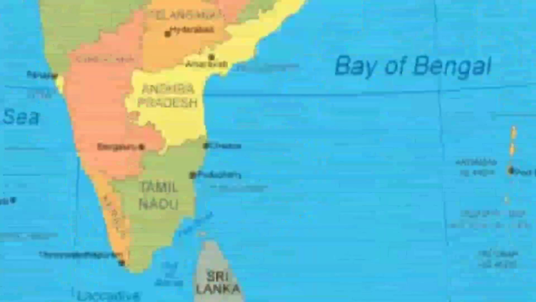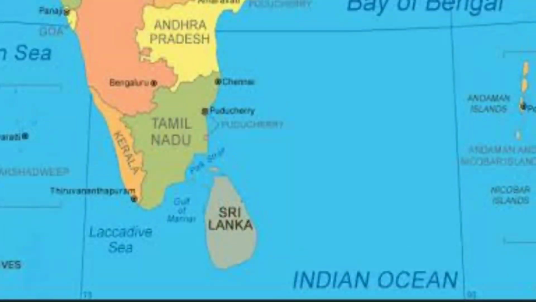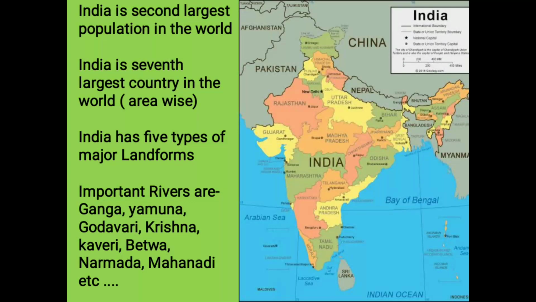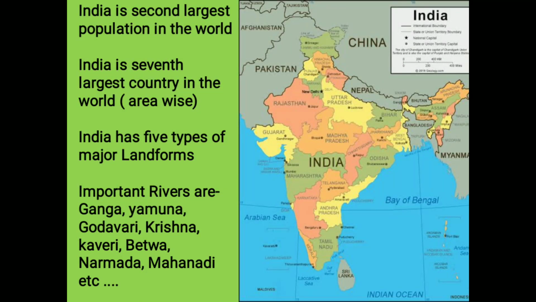Okay, if you see the nearest one, then you can see another country, known as Sri Lanka. Okay, because this is the nearest one in the south. So all this is about our boundaries. So this country name is very important.